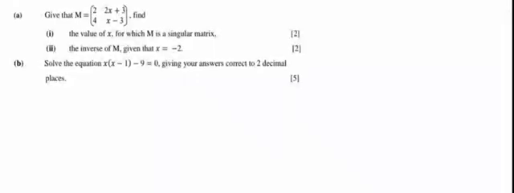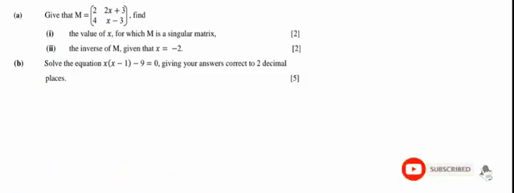So this is Mathematics Paper 2, and I'm revising with you the matrices, quadratic equation, sets, and cubic function. So the question is saying, given that matrix M is equal to 2 by 4, 2x plus 3 by x minus 3, find Roman numeral number 1, the value of x for which matrix M is a singular matrix.